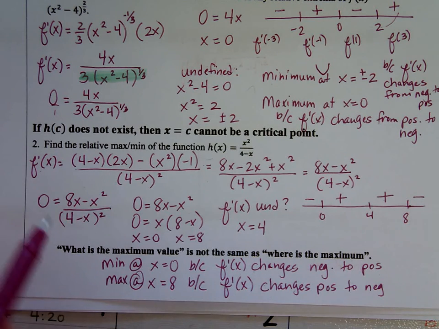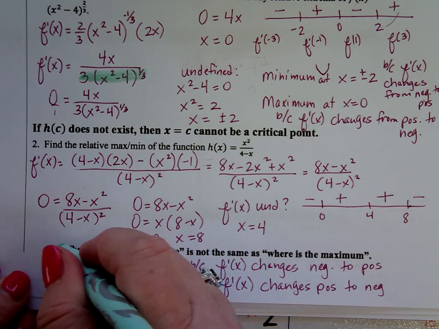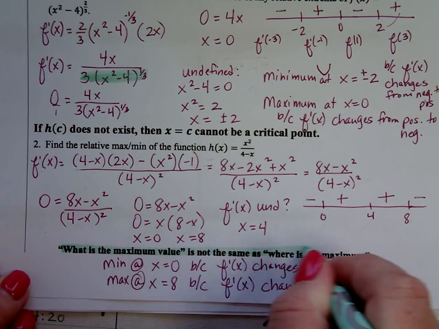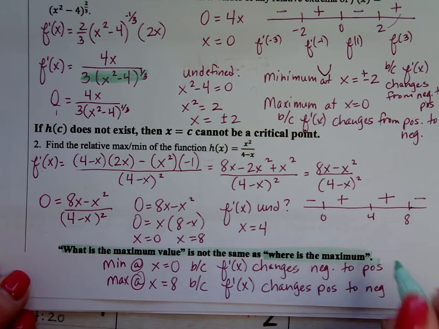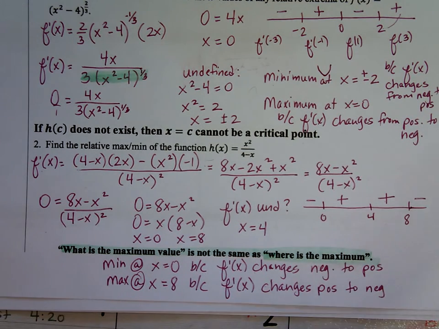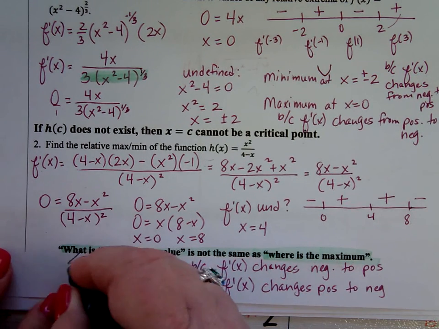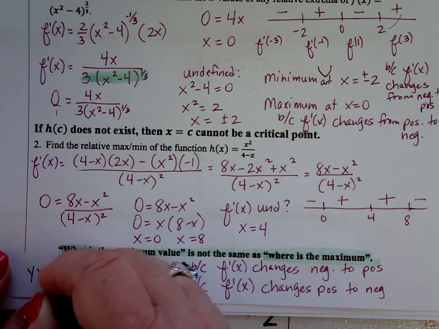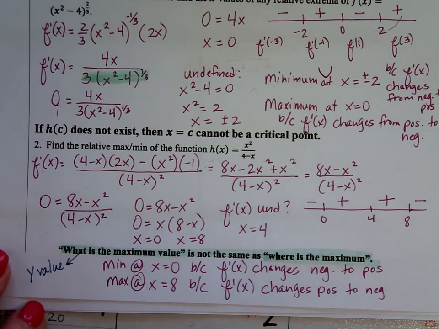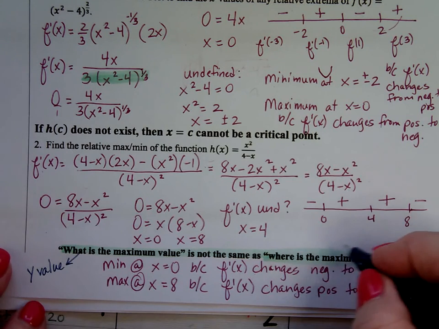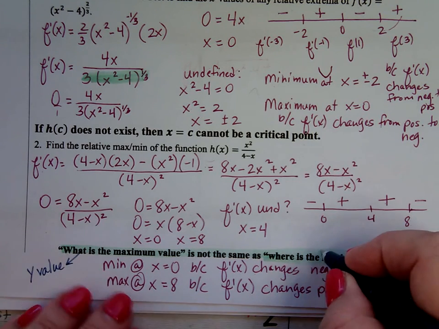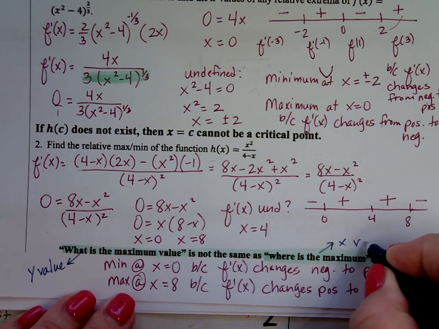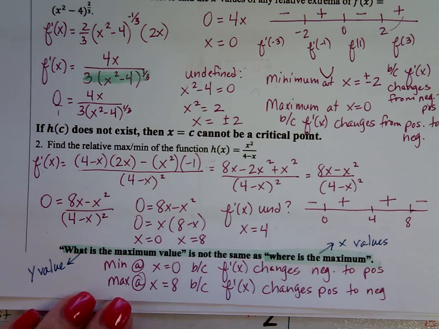Now, let's go back to this statement that's highlighted or in bold print here. When they ask you about the maximum value, it's not the same as where is the maximum. And here's the difference. Maximum value is talking about the y value, where's the highest or lowest point. Where the maximum is talking about an x value of where it changes from increasing to decreasing in our case.